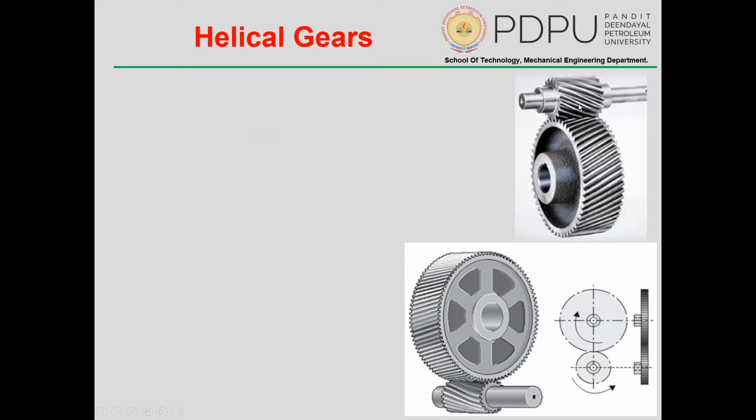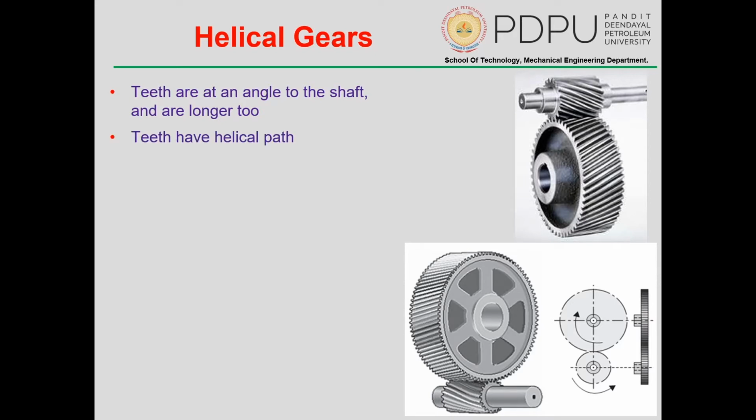In comparison with spur gears, the construction of the toothed disc is similar, and the shafts are also parallel. However, if you look at the angle the teeth make, it is not parallel. So that is the difference between helical gear and spur gear. The teeth are at an angle to the shaft, and they are longer too. The teeth have a helical path, and mating gears have equal helix angle and opposite hand.